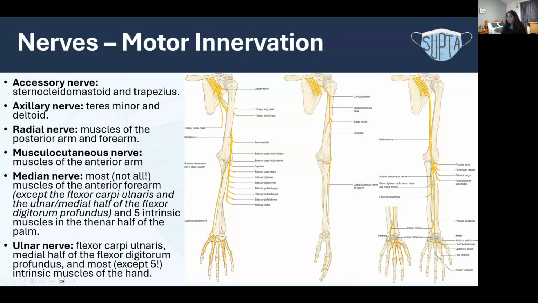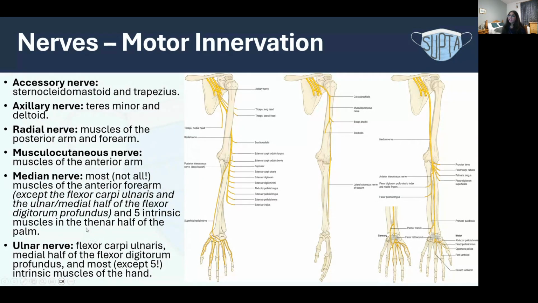So our median nerve innervates most of the muscles of the anterior forearm, except flexor carpi ulnaris and the medial half of flexor digitorum profundus, okay? And the 5 intrinsic muscles in the thenar half. So you have your 3 thenar muscles and your lateral 2 lumbricals. So these are the muscles innervated by the median nerve: most muscles of the anterior forearm, the thenar group and the lateral 2 lumbricals. That's your median nerve innervation.